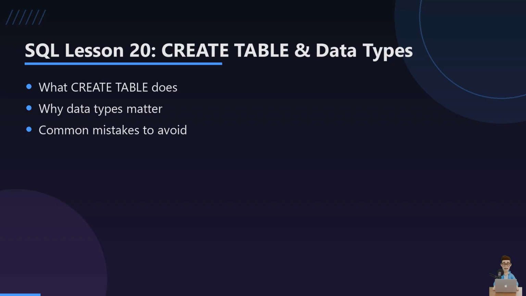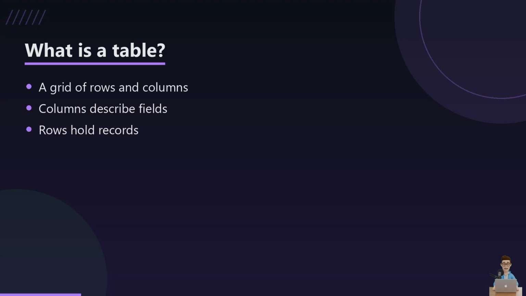Picture a paper form for new students. Each blank line, like name, age, and email, is a column. Every student who fills one out becomes a row. So a table is just that form turned into something the database can store and search. In short, columns are the questions and rows are the answers.